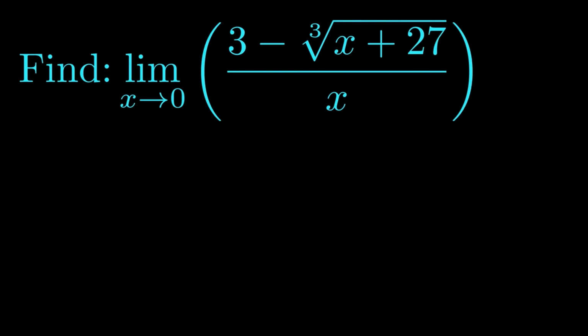Find that the limit as x approaches 0 of 3 minus the cube root of x plus 27 divided by x. Now we can't just let x go to 0, because then we would be dividing by 0, which isn't allowed. So we have to evaluate this limit using different methods.